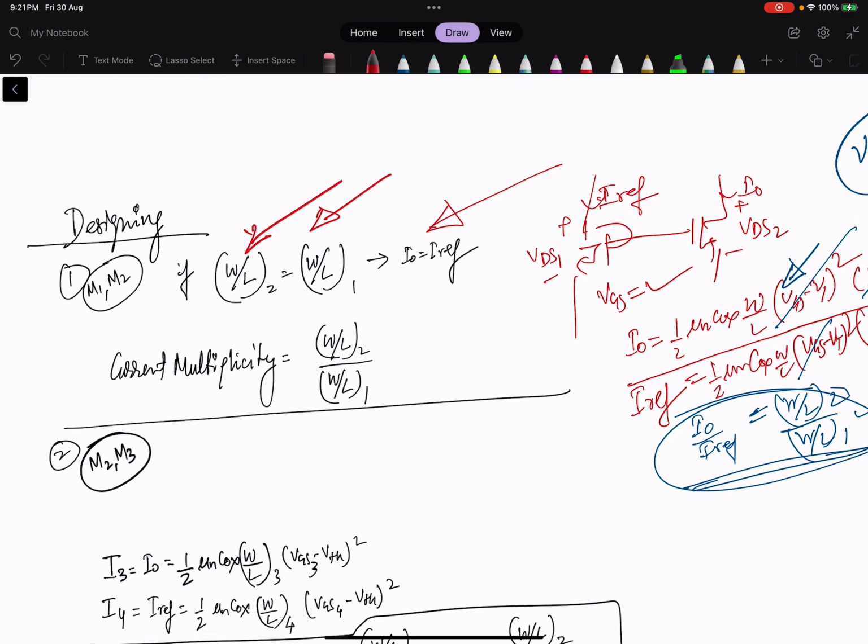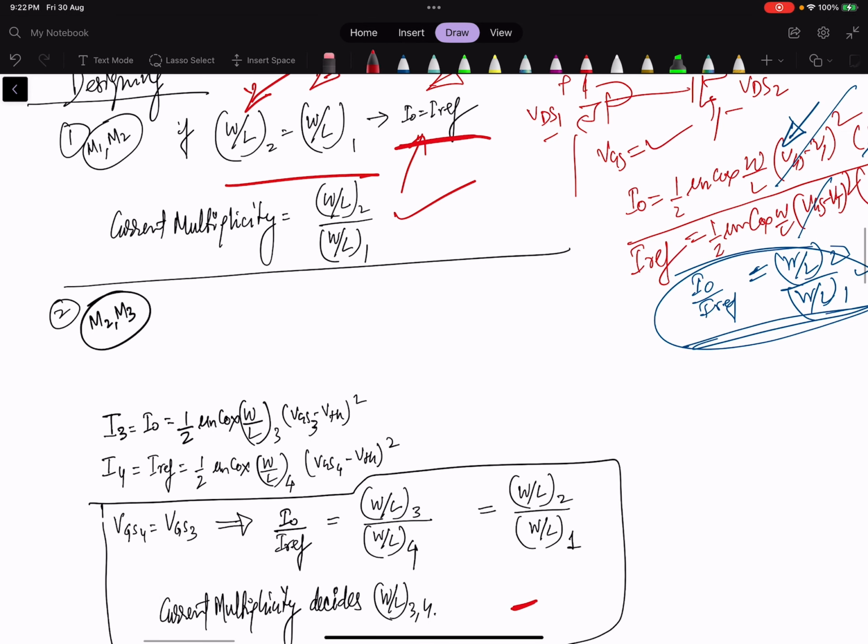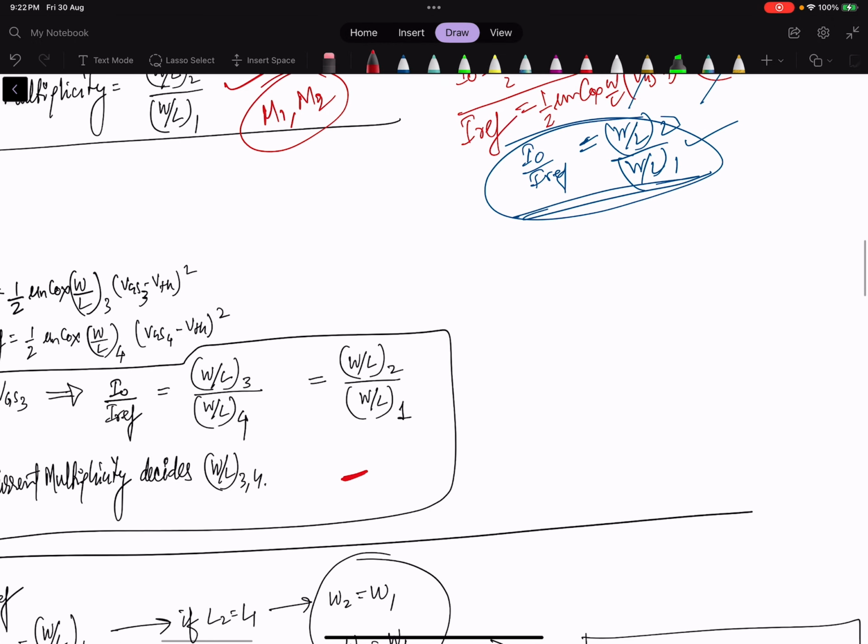So if we want the same current, we will make both the same aspect ratio. If we want some ratio, then we will make it accordingly. So this is the designing of M1 and M2. What is the W by L we need? Similarly M2, M3. So M2, M3, how will the circuit look now?